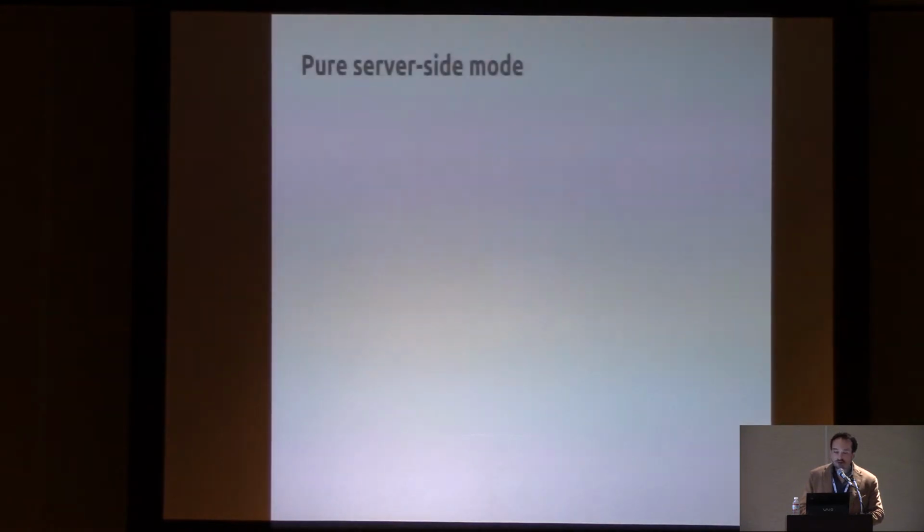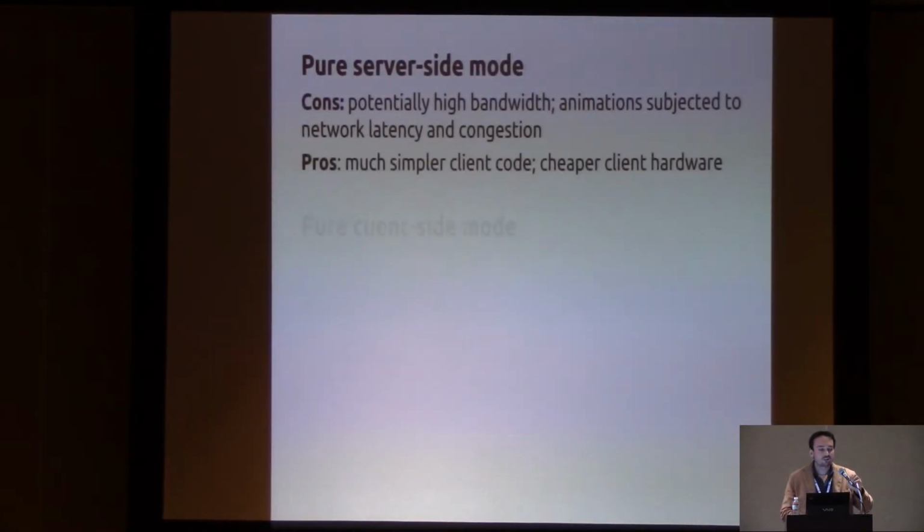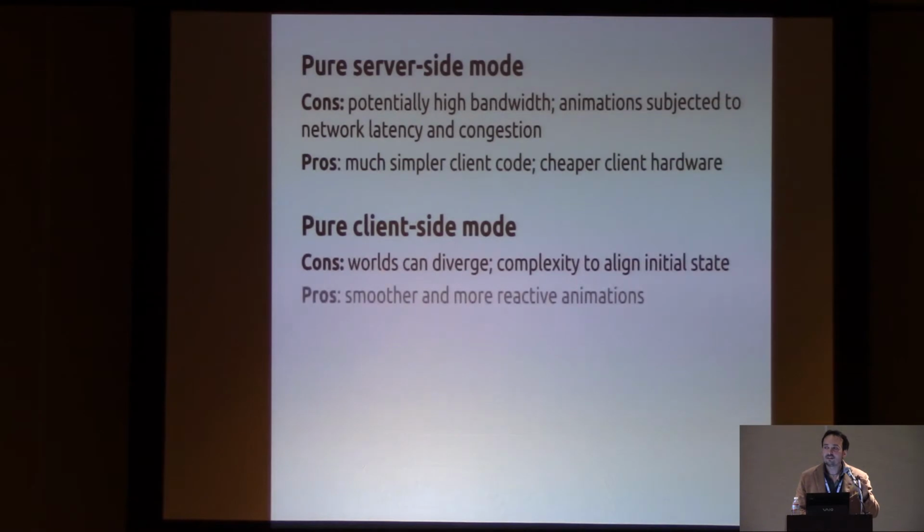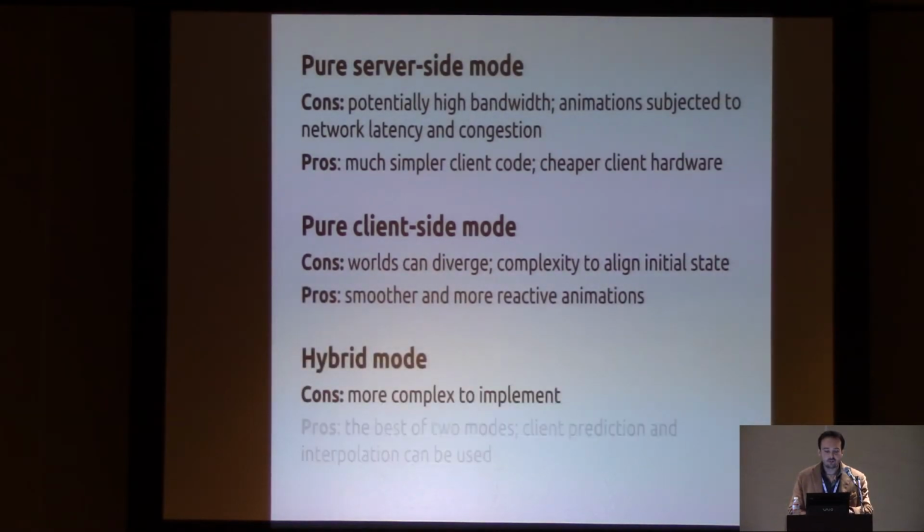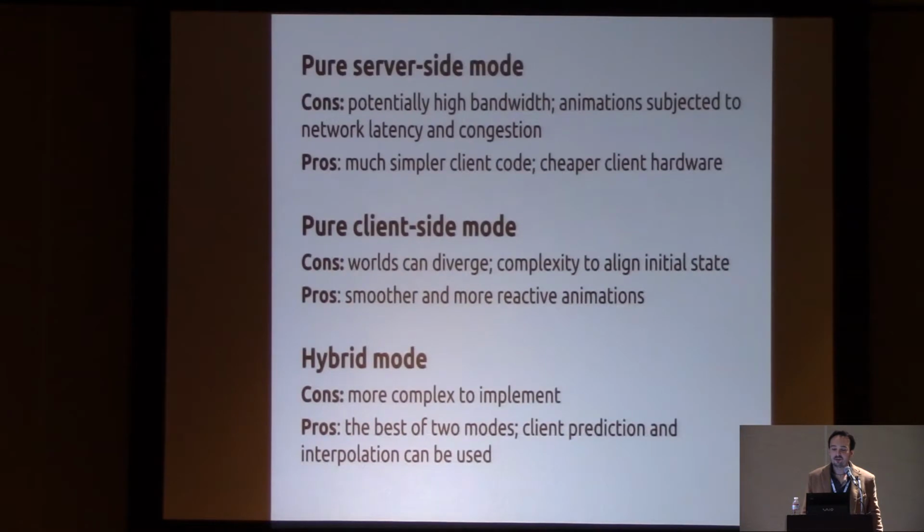What are the pros and cons of the different models? The pure server-side mode, I showed you the inner loop of that demo, is really simple. You can create a very simple client-side code which can run on cheaper client hardware, because you don't have to have the physics engine on the client side, but you must also be able to move some divs, or better, to use some WebGL implementation to move 3D objects. The con is that it can potentially use a lot of bandwidth. That's why you risk cluttering the network with WebSockets.